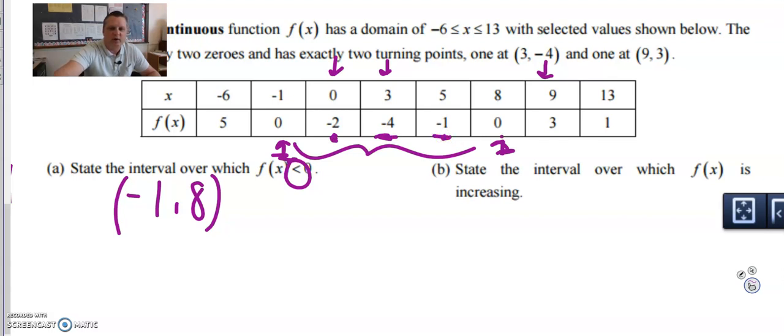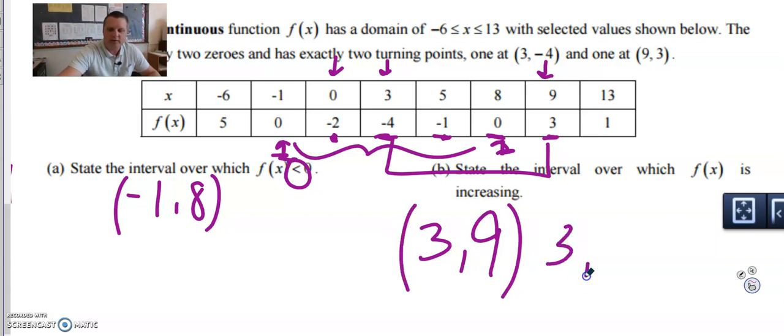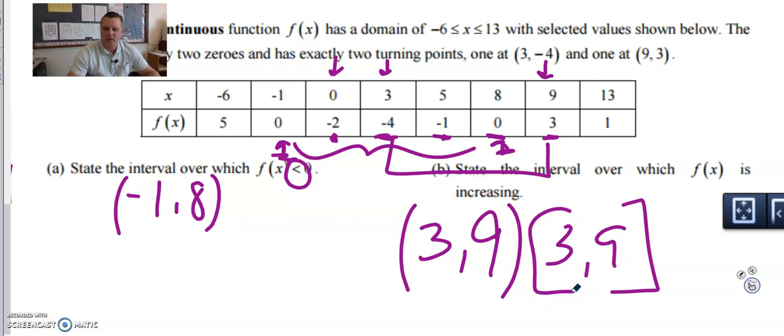So it goes negative 1, 0 is also a larger number, 3 is a larger number. So it picks up right here and goes to there. It starts at 3 and it goes to 9. And again, with increasing and decreasing, it can be either parentheses or brackets. So that's where it is increasing, from 3 to 9.